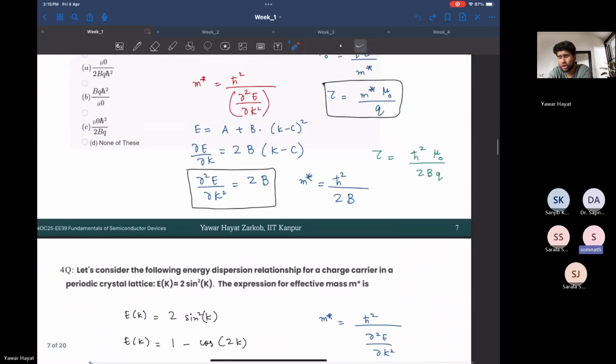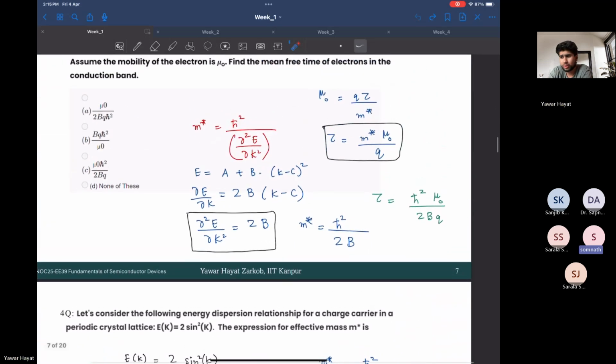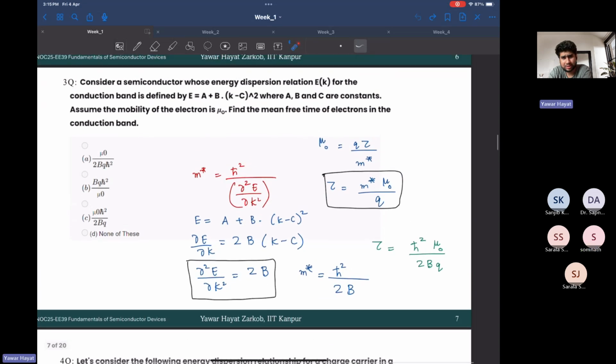Okay, sir, this problem again, one more time, just for the formula, sir. This one? Yes, yes.